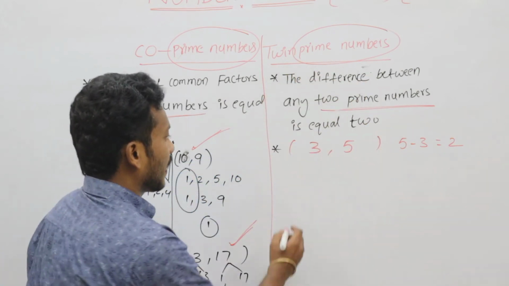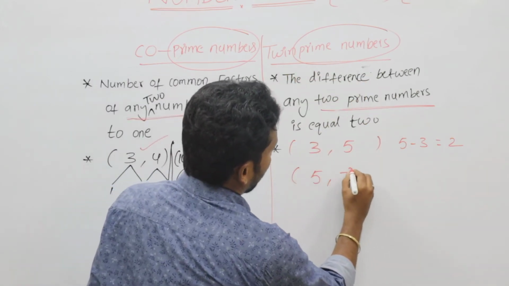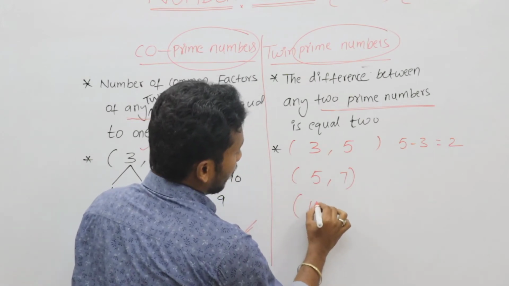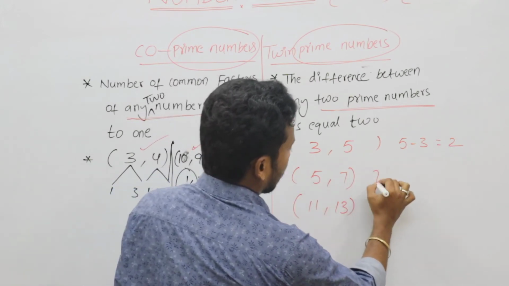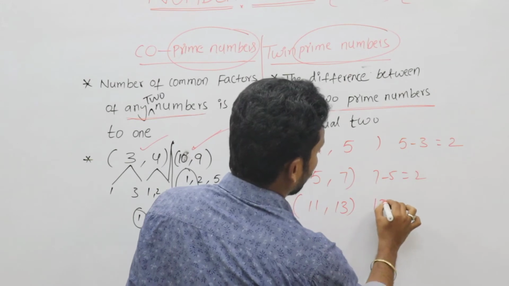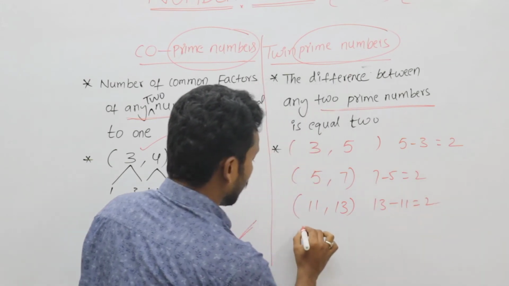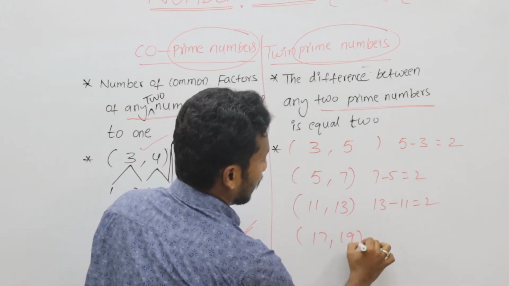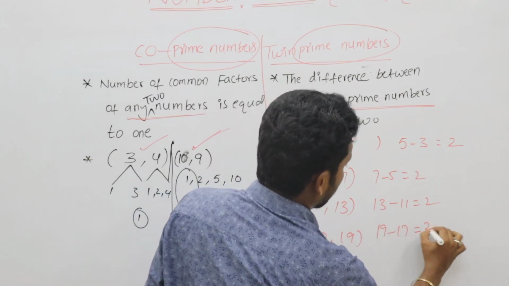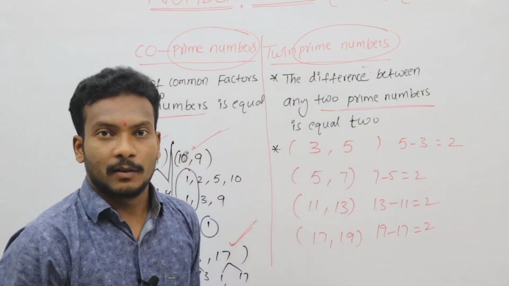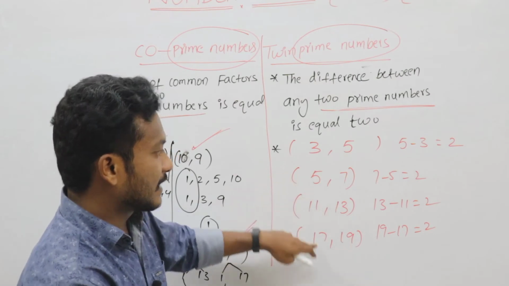Twin prime numbers. Another example, 5 and 7, and 11 and 13, like that. 7 minus 5 is equal to 2. 13 minus 11 is equal to 2. I am taking 17, 19. 19 minus 17 is equal to 2, like that. Okay, these are the examples.